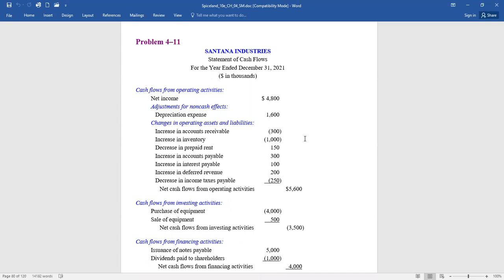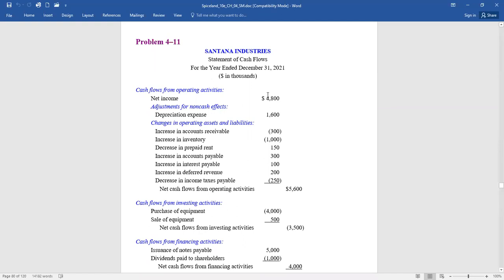Accounts payable went from an $1,100 balance up to a $1,400 balance. So whatever happens to a liability, the same effect is on cash. So if a liability increases by 300, cash increases by 300. The effect on cash is 300. Interest payable went from 0 to 100. So that's a positive impact as well. Deferred revenue went from 600 to 800. Again, the liability increases, the effect on cash is an increase. Income taxes payable went from 800 to 550, so it decreased. So the effect on cash is a decrease. And those are the only current liabilities.